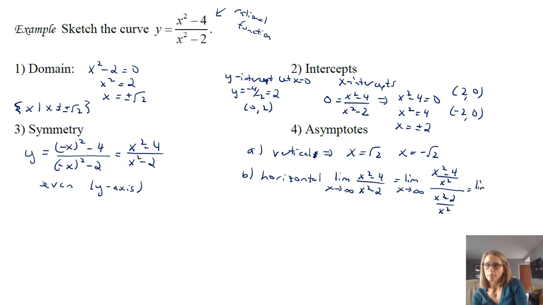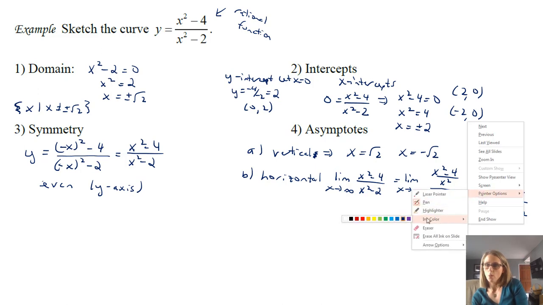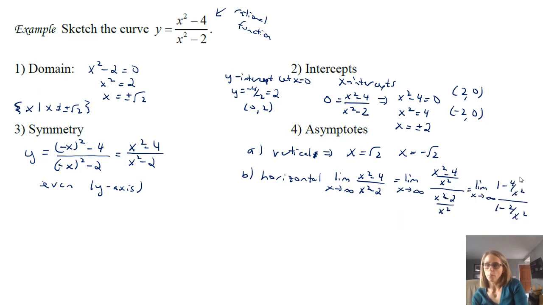and that would be the limit as x approaches infinity of 1 minus 4 over x squared over 1 minus 2 over x squared. And you do have to show this. If this is a possibility, why is it what you think it's going to be?